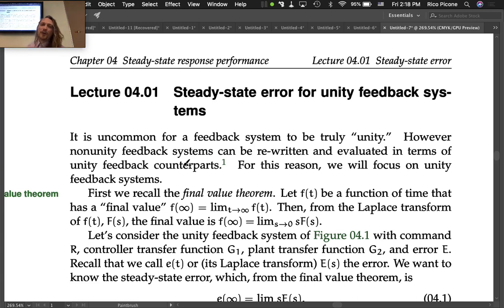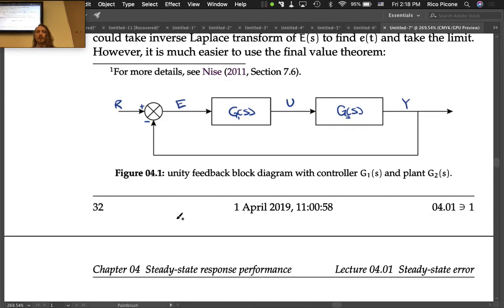Okay, lecture 4.1, steady state error for unity feedback systems. This is the only lecture in this chapter, so we're going to learn all about steady state error in one lecture. It's that good, this lecture, so pay attention. So, we're doing unity feedback systems, so I wanted to comment on what unity feedback means. It's uncommon for a feedback system to be truly unity. So, we're going to look at one here.